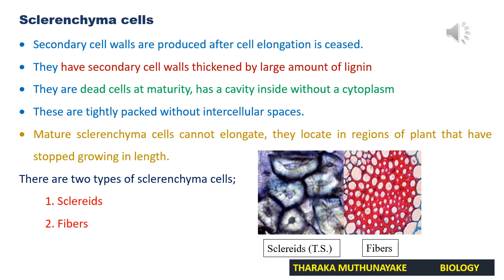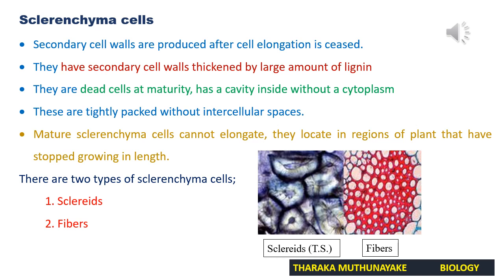Then go to the third one. It says they are dead cells at maturity and have a cavity inside without a cytoplasm. Why are they dead cells at maturity? During maturation, the lignified secondary cell wall is deposited. Since it is lignified, substances can't move through the cell wall after deposition of lignin. Then after maturity, the cell will die. So it's a dead cell at maturity. These dead cells do not possess cytoplasm. Therefore, they have a reduced cavity inside.